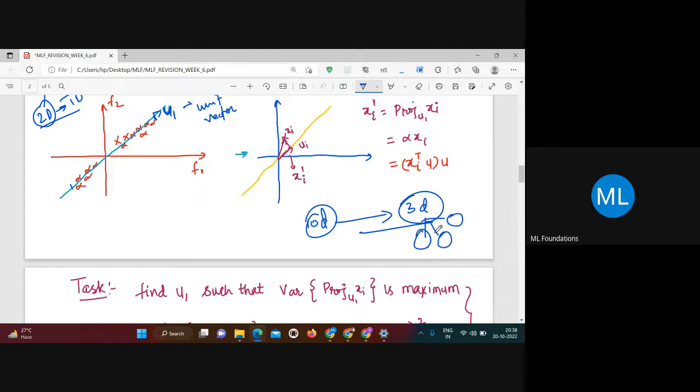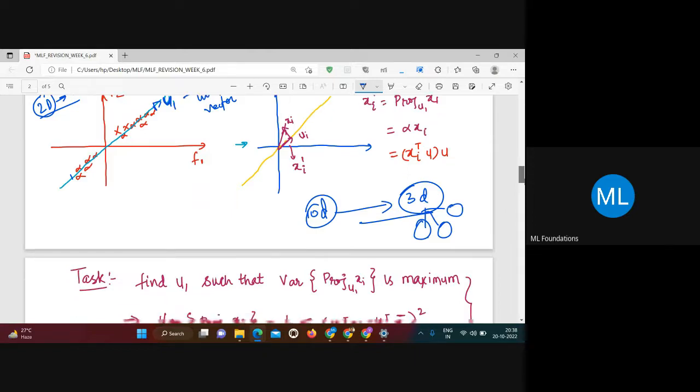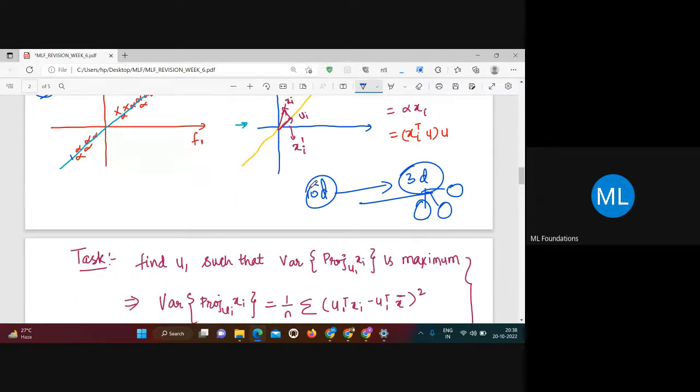Okay, so I'll be needing the three largest directions, where the variance for the first will be maximum, for the second maximum, and for the third maximum. In this way, from the 10 dimensions I'll be needing three dimensions, if I need to convert from 10D to 3D.